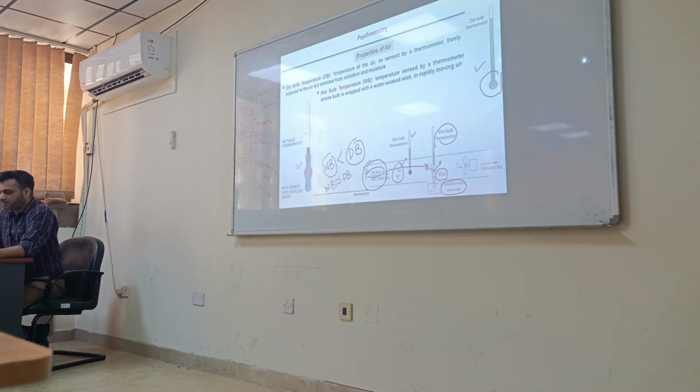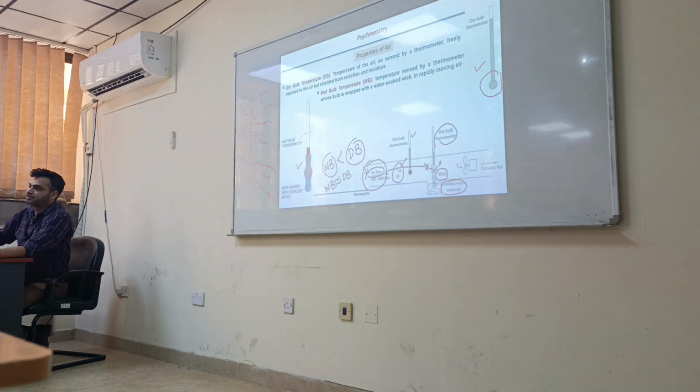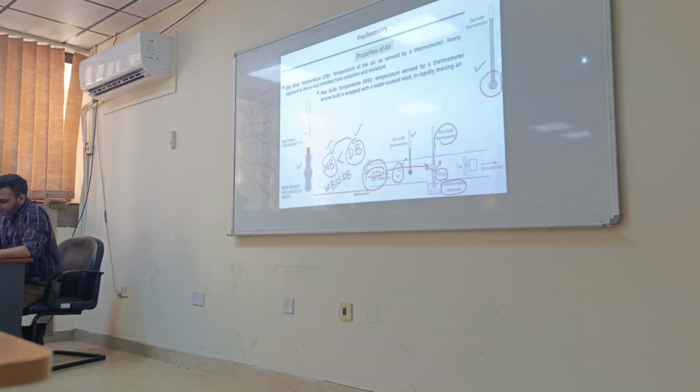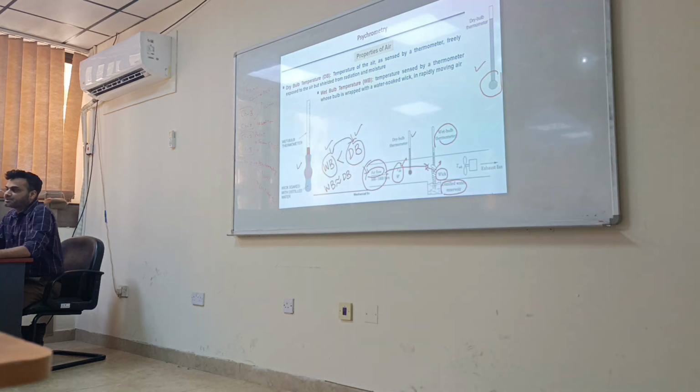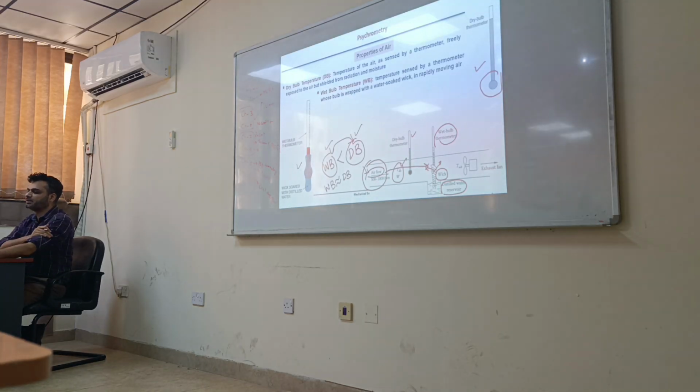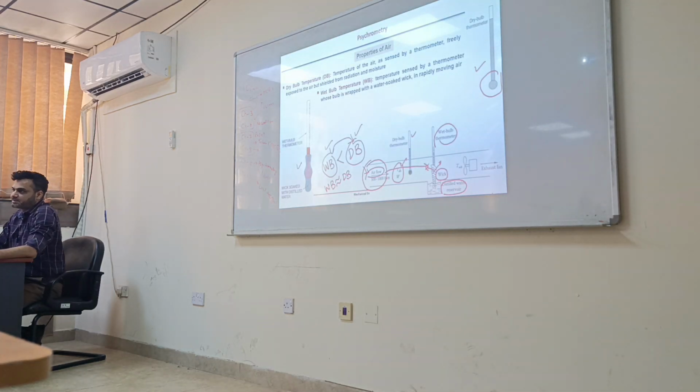Okay, so by measuring dry bulb and wet bulb temperature, we can tell about the humidity of that air. How humid is that air? So this is what normally we measure. With the help of these dry bulb and wet bulb temperatures, we can find out all other properties, specific humidity, relative humidity, which we will now discuss.